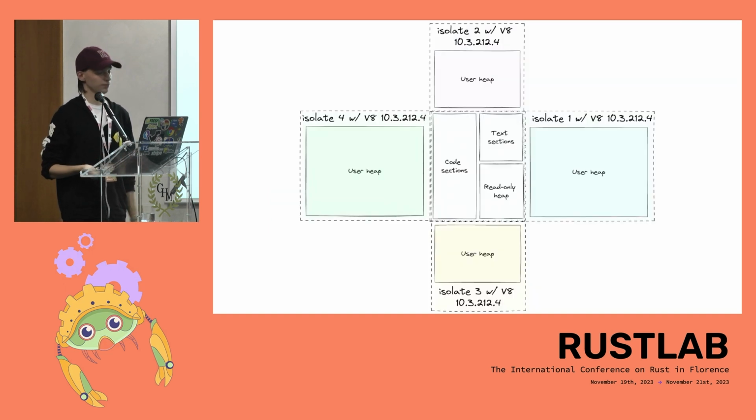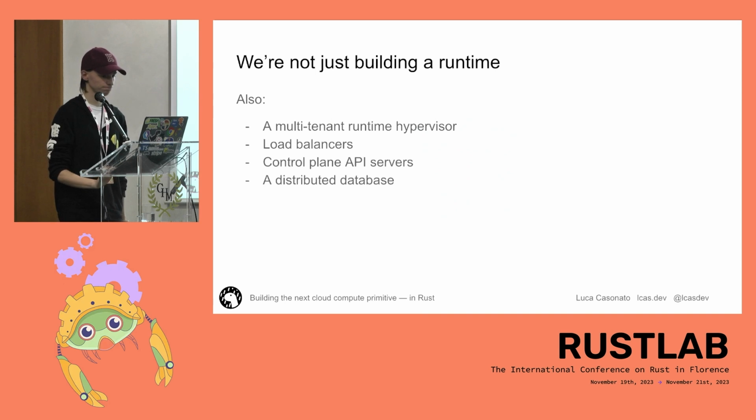And if you're using isolates, you can combine all of this static data into one, and the only thing that's different between processes, or isolates, is this user heap. This helps you reduce memory usage.